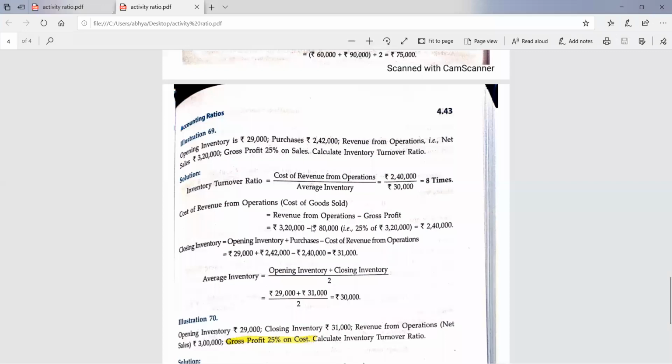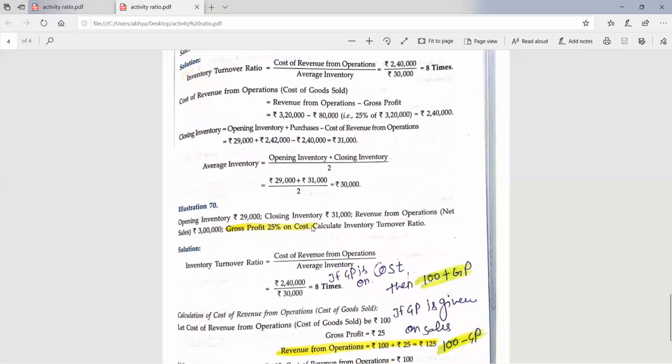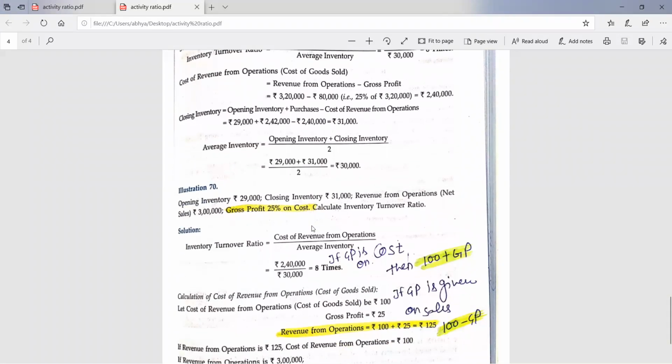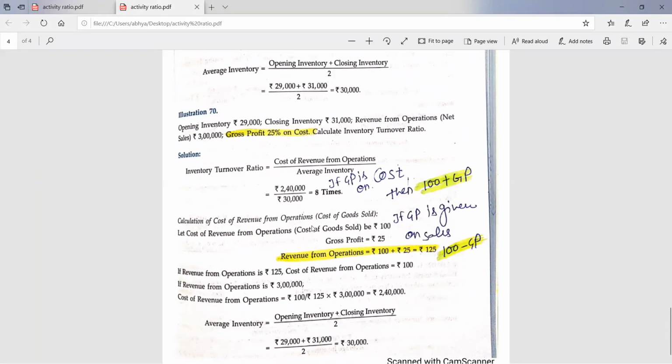I also told you in 11th class the same formula. Cost equal to 100. So what will be the selling price? 25% of cost. 25 is GP. 100 plus 25, 125. So all those students who have been able to do this, very good. And all those who are not able to do this, just use the trick. When GP is given on cost, then what you have to do? 100 plus GP. GP is given on sales, then 100 minus GP.